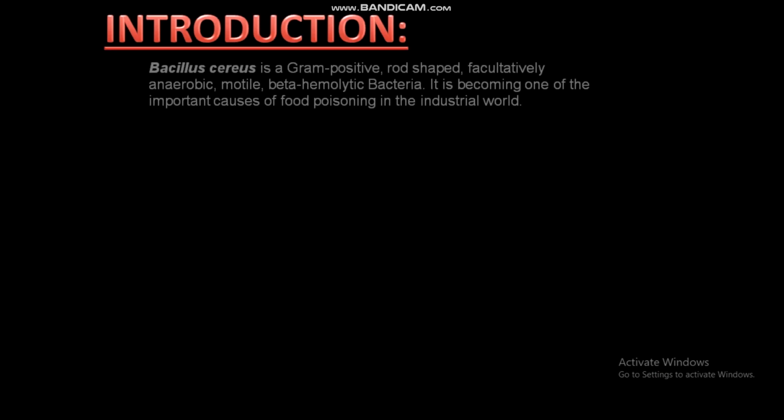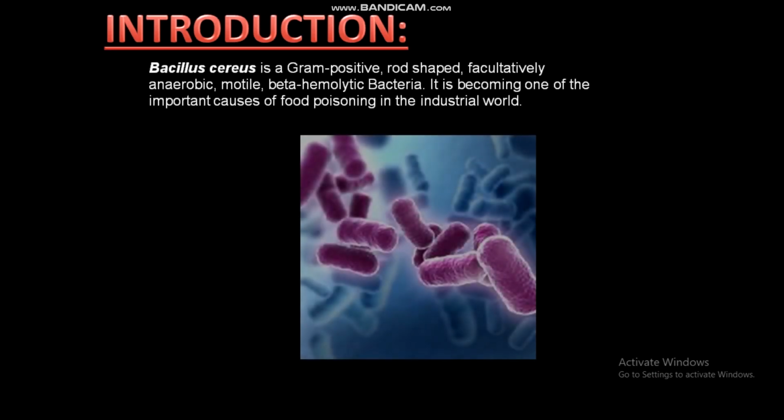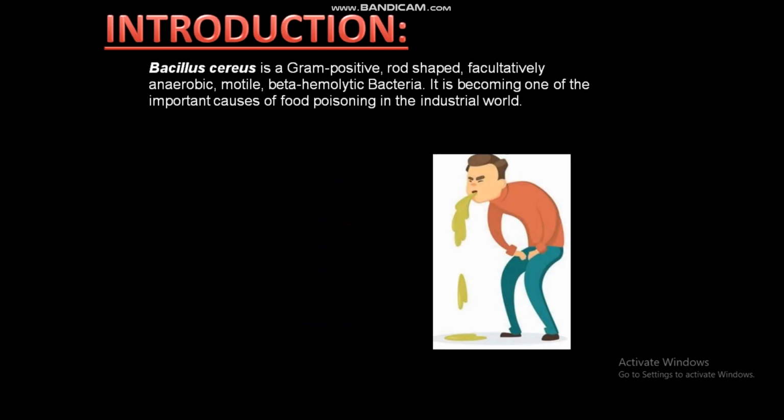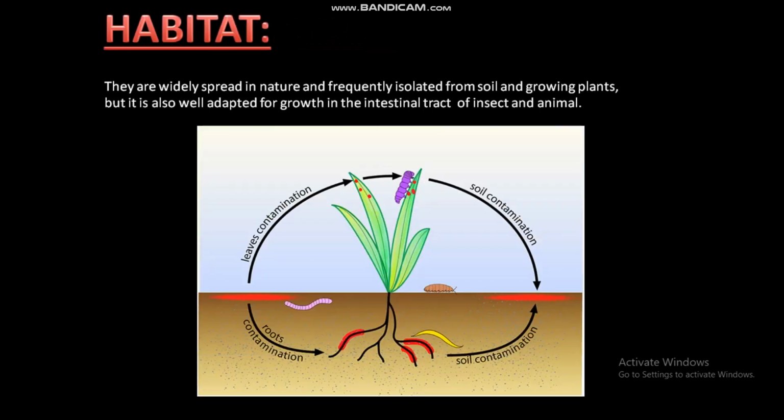In this video tutorial we are going to discuss Bacillus cereus bacteria. Bacillus cereus is a gram-positive, rod-shaped, facultatively anaerobic bacterium. It is becoming one of the important causes of food poisoning in the industrial world. They are widely spread in nature and frequently isolated from soil and growing plants, but it is also well adapted for growth in the intestinal tract of insects and animals.